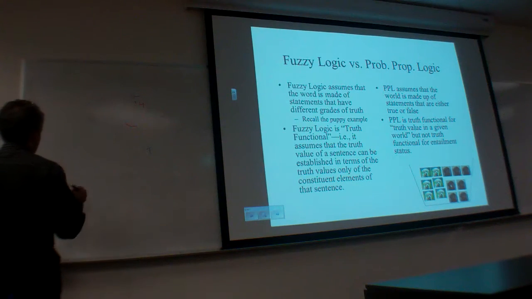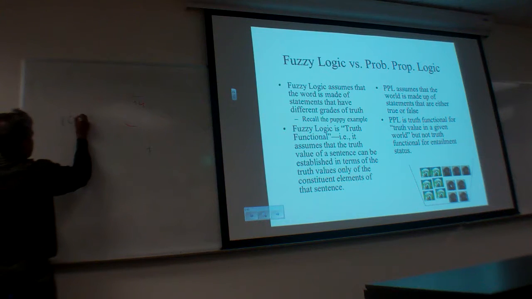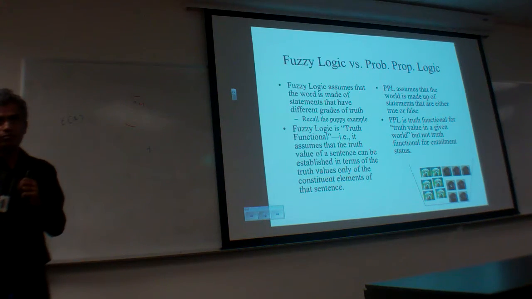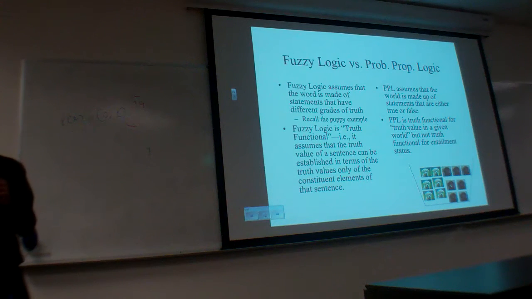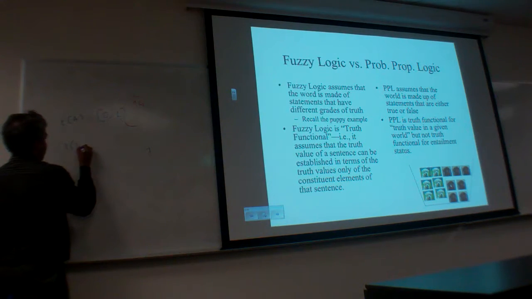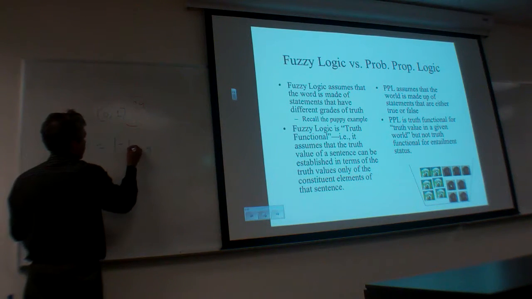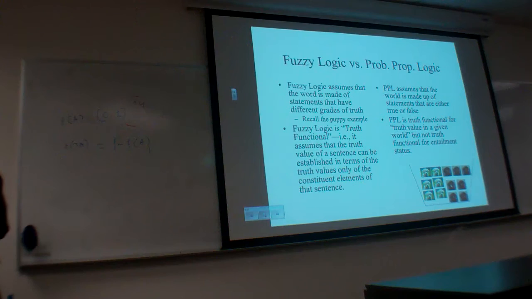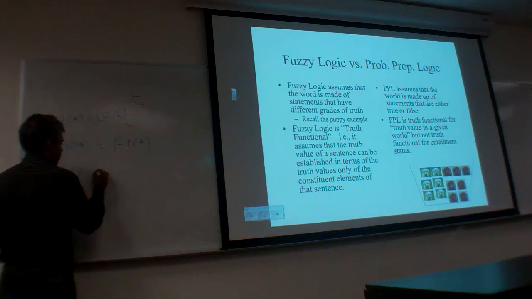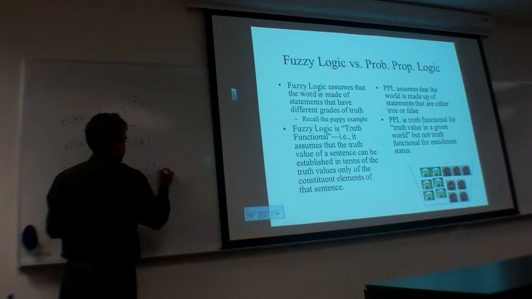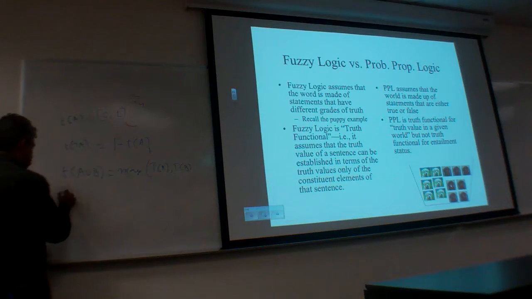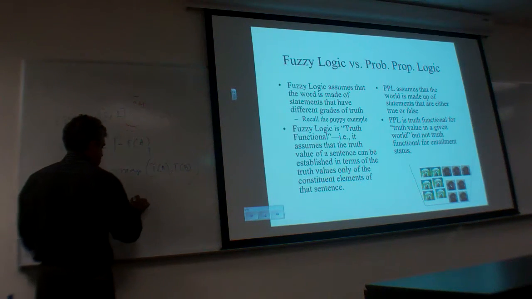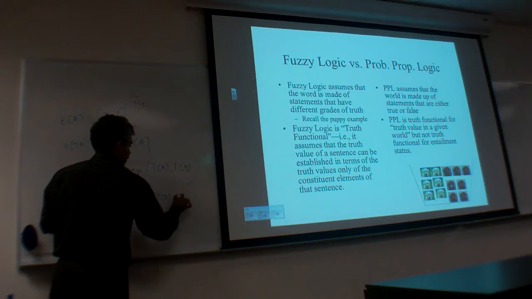The fuzzy logic rules are essentially that each of the propositions has a truth value. Truth value of A can be between 0 and 1. This is not probability; it is the truth value of A, between 0 and 1. Then the truth value of not A is defined as 1 minus the truth value of A. The truth value of A or B is defined as the max of the truth value of A and the truth value of B. Similarly, the truth value of A and B is defined as the min of the truth value of A and the truth value of B.